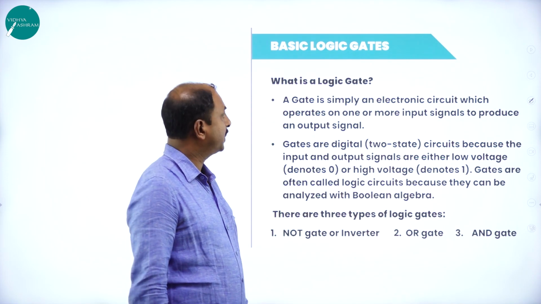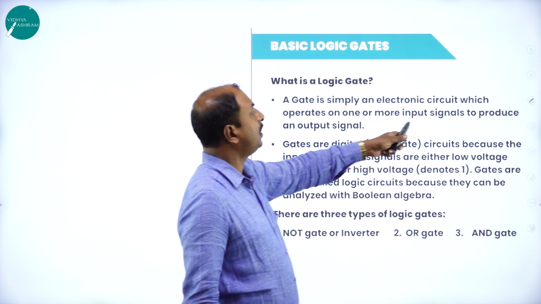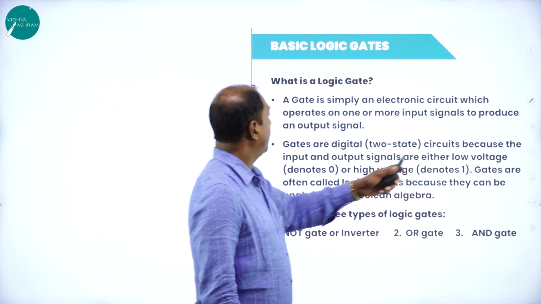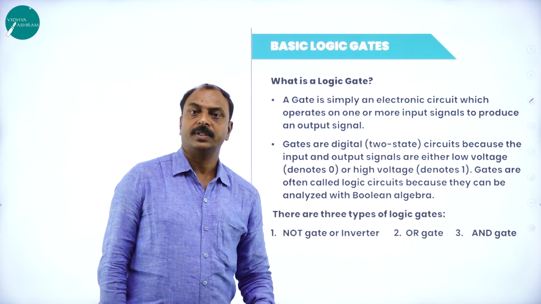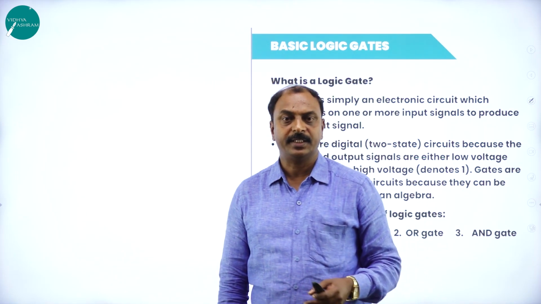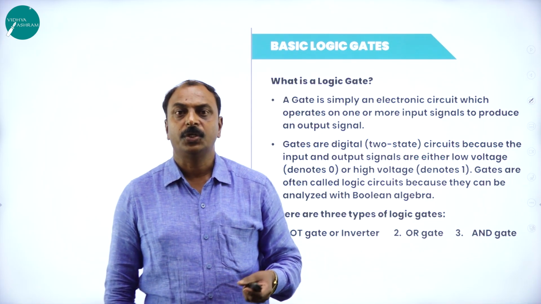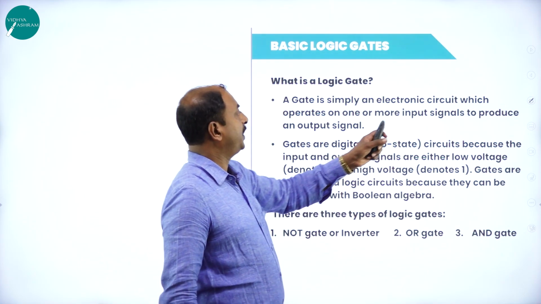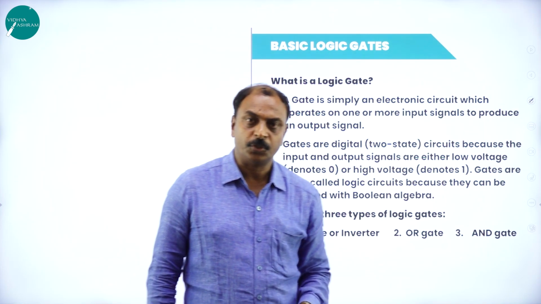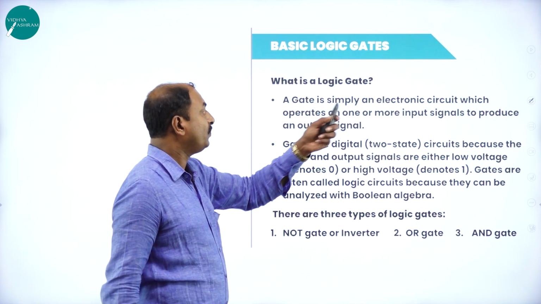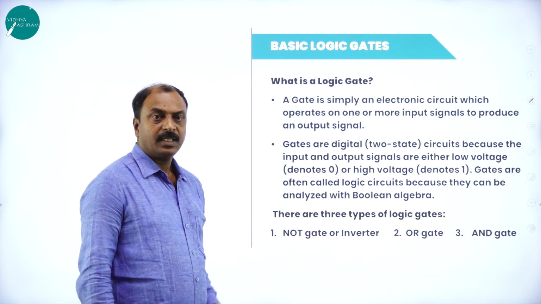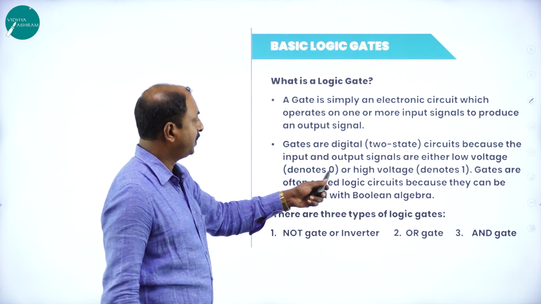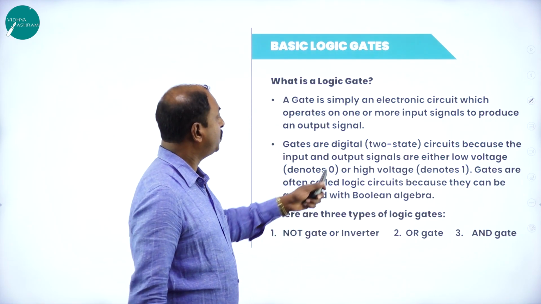And how is it going to work? It operates on one or more input signals and always produces one output signal. So that is the definition of a logic gate. What is a logic gate? It is an electronic or digital circuit used by the microprocessor in the computer system. It operates with one or more input signals and always produces one output signal. That is the basic definition of logic gates. For these logic gates, the input signals have 2 states, 0 and 1. These 2 are binary numbers.